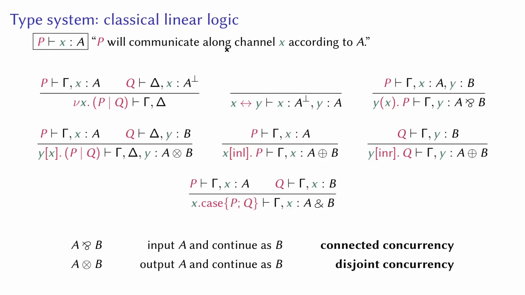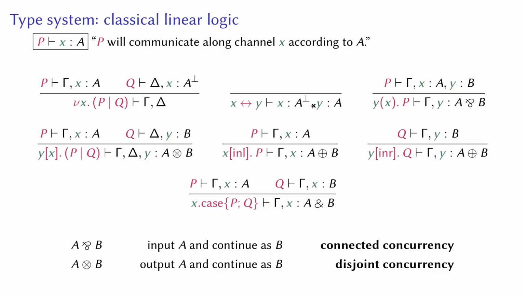Next, we look at the typing rules of CP. The typing judgment will be of this shape, and it means that process P will communicate along channel x according to protocol A, or type A. If I have two processes with dual channels, I can connect the channels and get a process. I can also create a forwarding process out of thin air that exposes two dual channels.